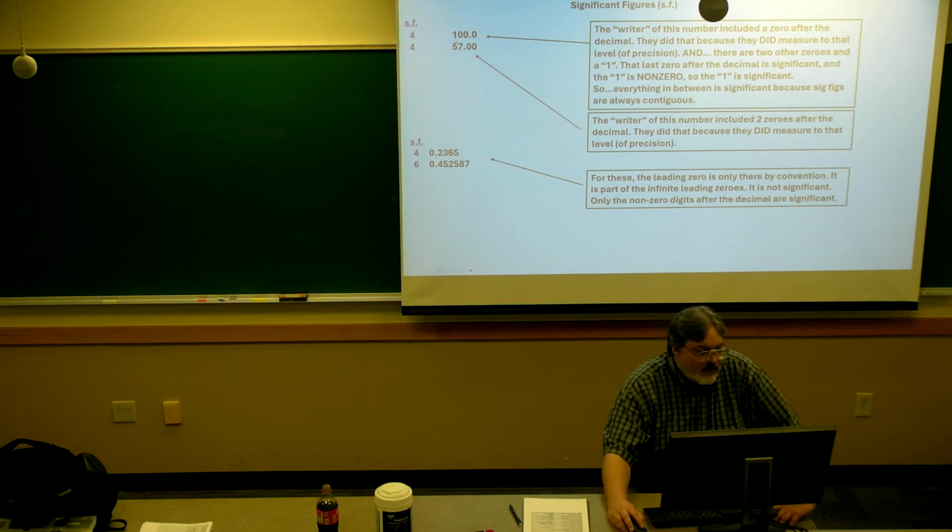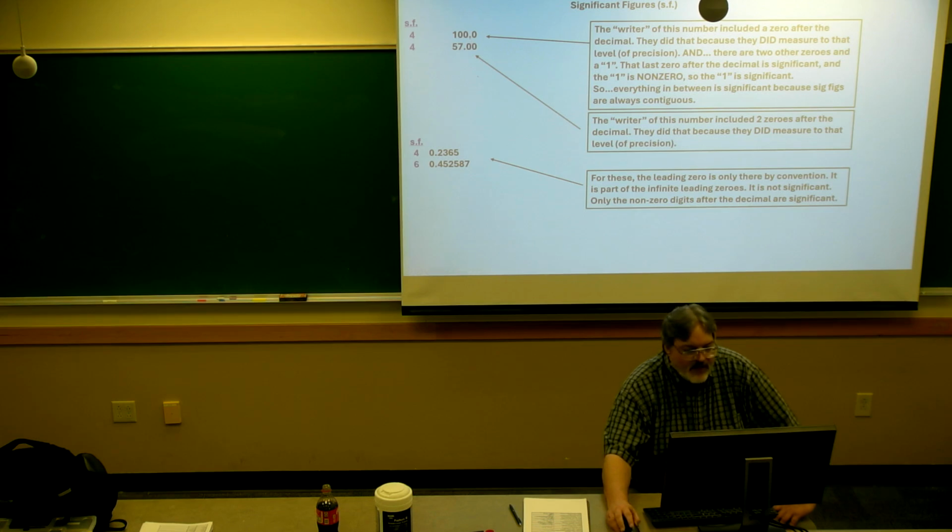This digit over here, this 1, is a non-zero, so it's significant. These zeros in between are sandwiched in between two digits that you know are significant. That's why this is 4. It has to be contiguous. So actually all the logic was there before I got to this slide, but I just want to point it out. We know this is significant because the writer of the number put it there. We know this one's significant because it's a non-zero. Therefore, the ones in between have to be significant too because it has to be contiguous.